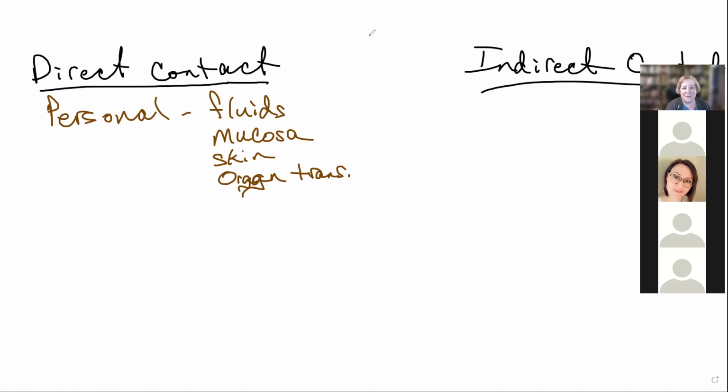Now that one makes perfect sense, right? Now, to me, this is a subset of personal contact, but we give it its own special category, and it's vertical. And mother to child? It is mother to child.